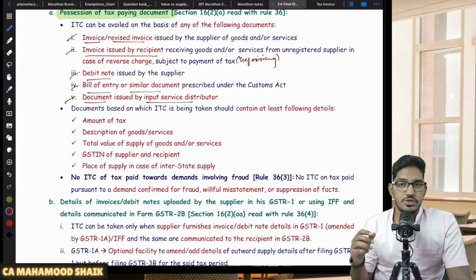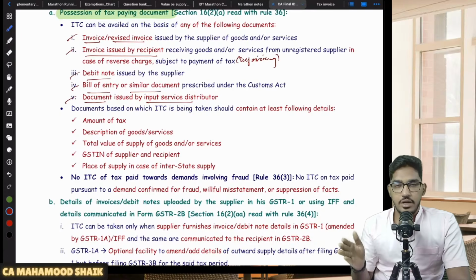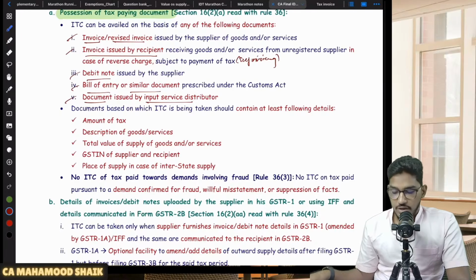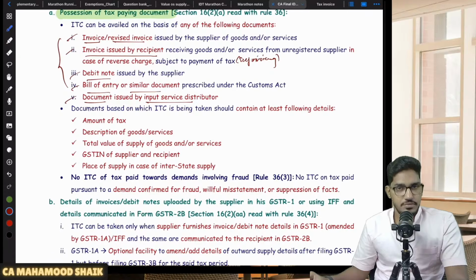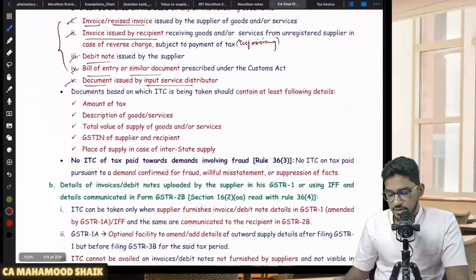In case of the input service distributor, if the ISD is distributing that credit to you, he will give an ISD invoice. That ISD invoice could be a valid document. So in order to claim the ITC, you must be in possession of at least one of these documents. If you don't have documentary proof that you have paid GST, there is no availment of GST here. So that's why you must be in possession of any of these tax paying documents.